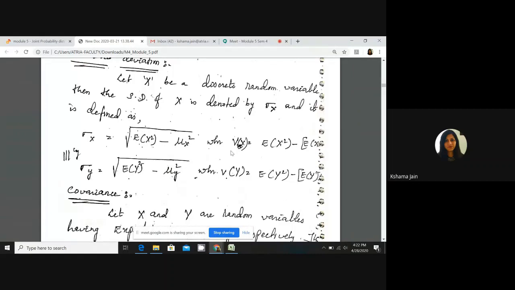So the square root will be removed here, and it will be variance of x and variance of y. I am using the word variance. Variance and covariance are two different things. Don't relate them. This is variance and this is covariance. Variance generally will not be asked. Only standard deviation is asked in the questions.